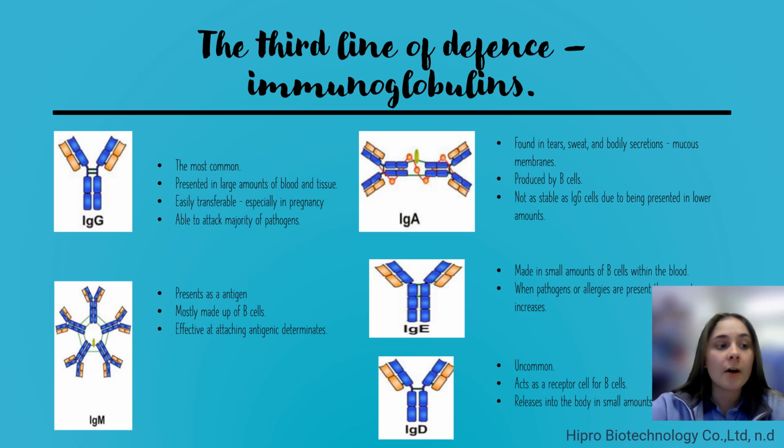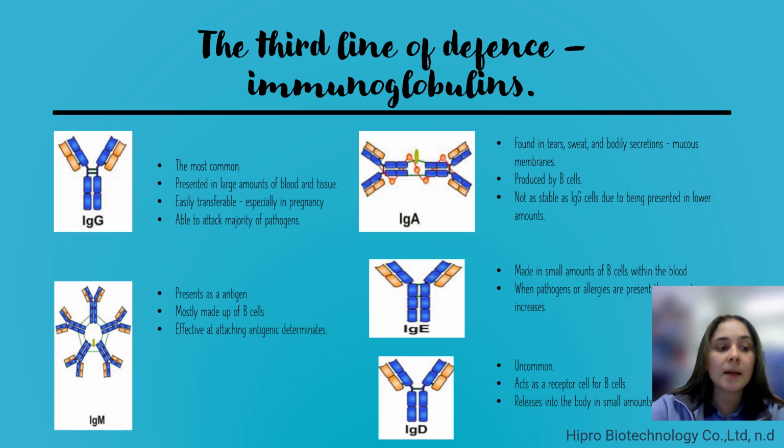Immunoglobulins are made up of 4 chains, and 2 of these chains have a higher mass, which allows the immunoglobulin molecule to be split into the 2 heavier chains and lighter chains. And they are normally arranged into a Y shape, which we can see on this slide. Firstly, beginning with the IgG. IgG is the most common and is present in large amounts in blood and tissue. They are easily transferable during pregnancy. This could be through breast milk, and they can attack most pathogens.